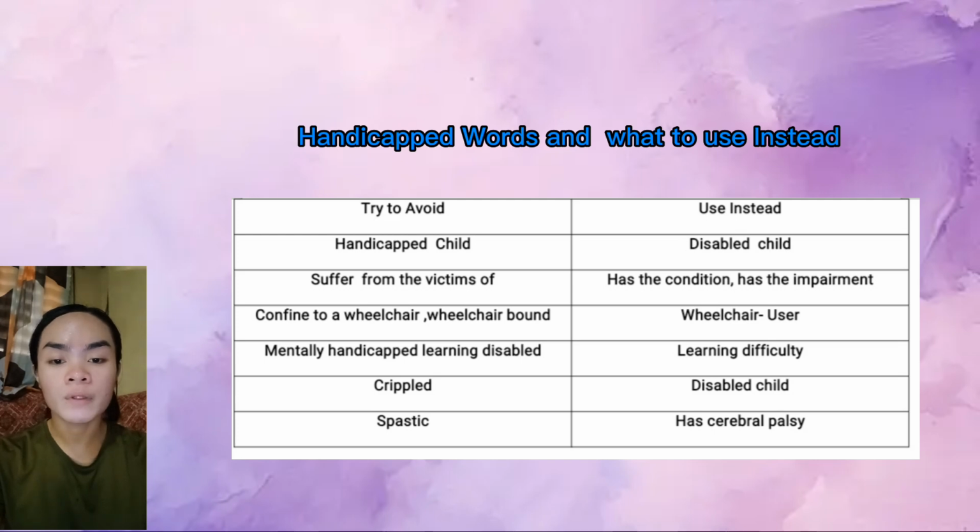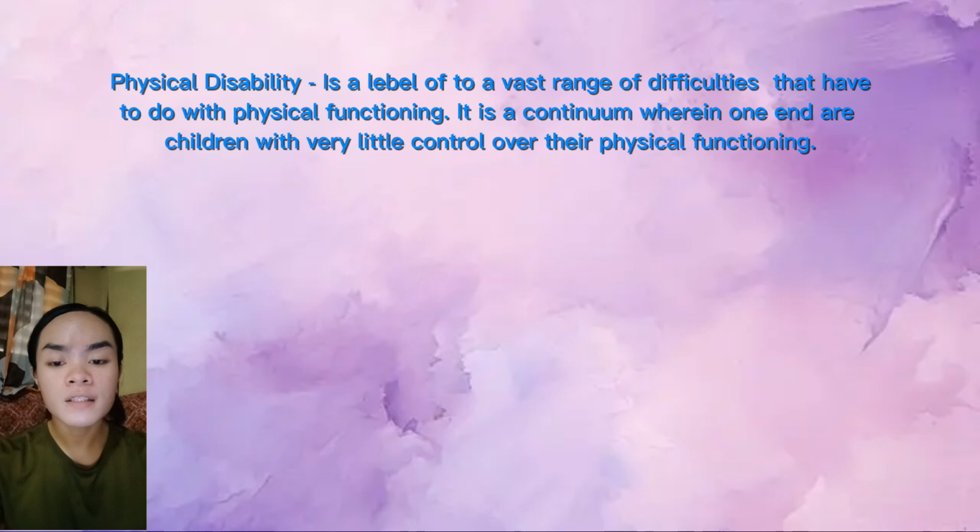So in this chapter, we will discuss the learner with difficulty walking and moving, which include learners with physical disability, neuromotor impairments, or other health impairments. So first, we are going to define what is physical disability. Physical disability is a label given to a vast range of difficulties that have to do with physical functioning. It is a continuum wherein one end includes children with minor motor problems, and at the other end are children with very little control over their physical functioning.